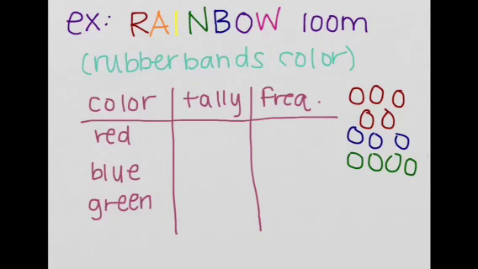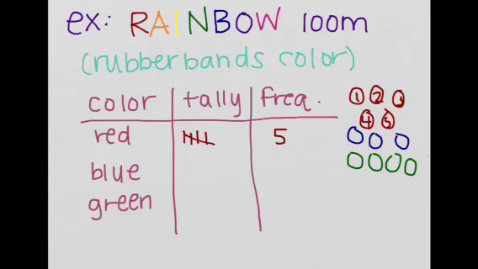So for example, let's say you have a rainbow loom and you want to find the frequency of the certain rubber band's color. So let's look at the rainbow loom. So red, we have 1, 2, 3, 4, 5. So tallying marks, we have 1, 2, 3, 4, 5. So the frequency is 5.